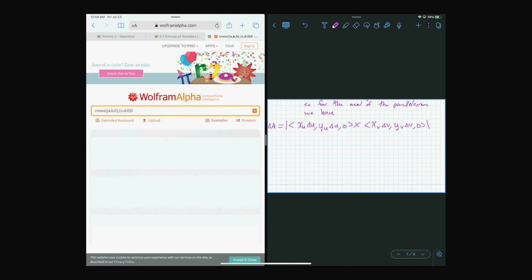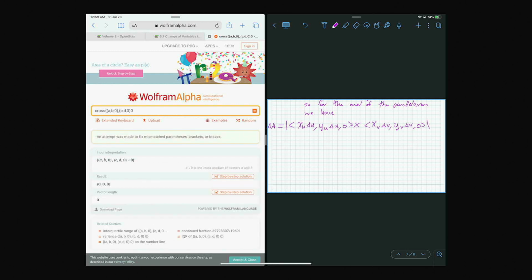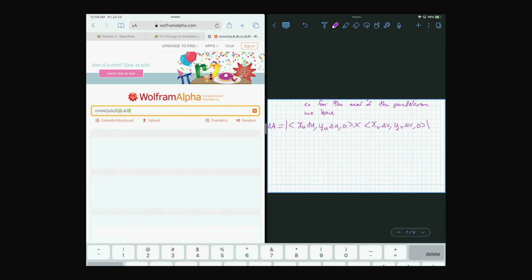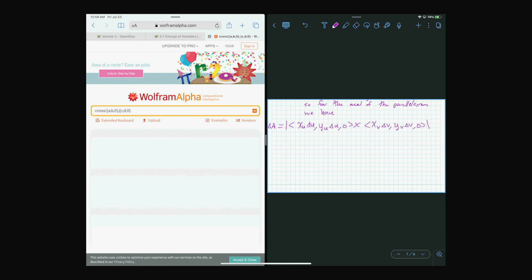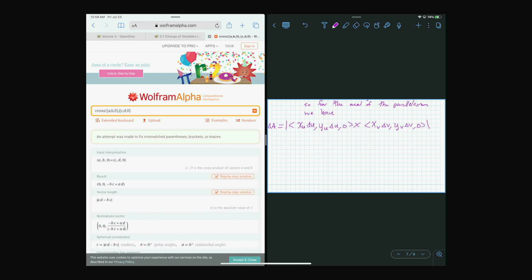I got an extra 0 on there. Dang it. I was trying to do parentheses. Oh, well, now I have unbalanced parentheses. Okay, it fixed it. All right. So it did this.